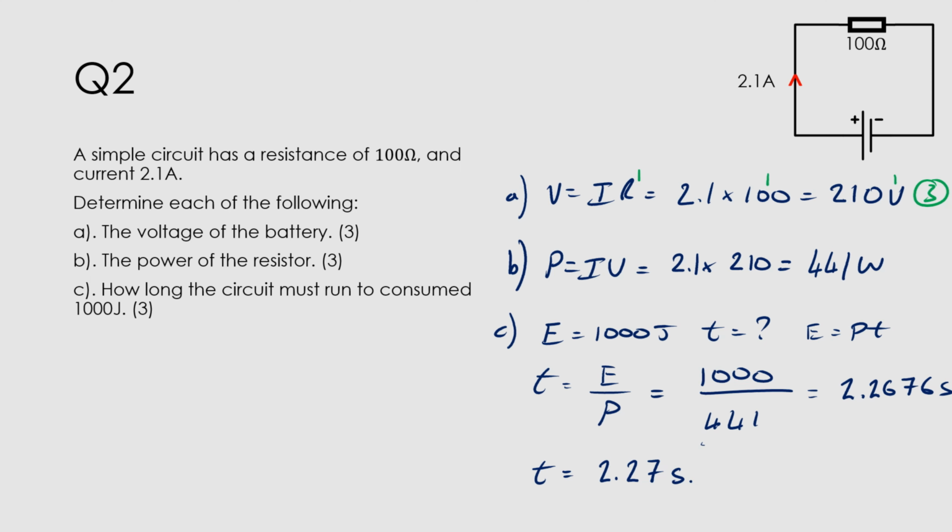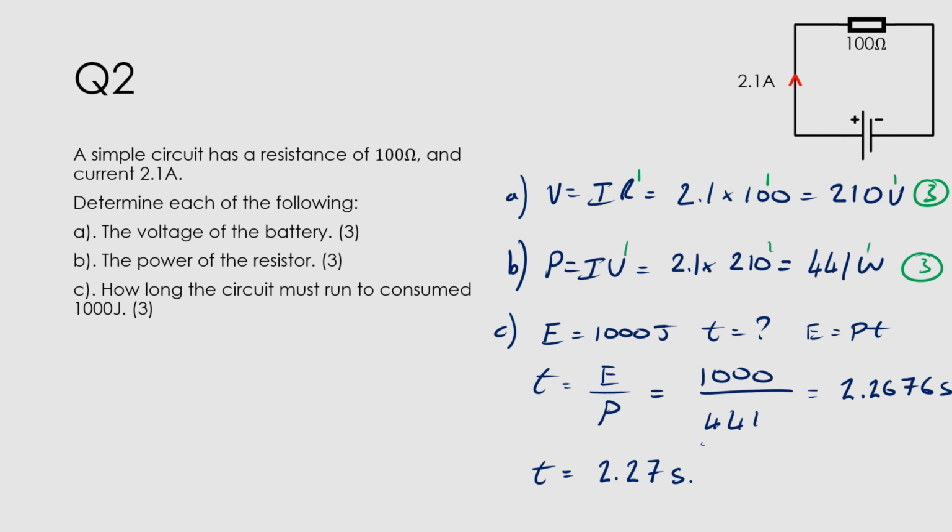Part B, power of the resistor. Well, we need to know what current is flowing through the resistor. That's the supply current here, 2.1. And we need to know the voltage over the resistor, which is 210 volts. So 2.1 times 210 gives us 441 watts. So mark, mark, mark.